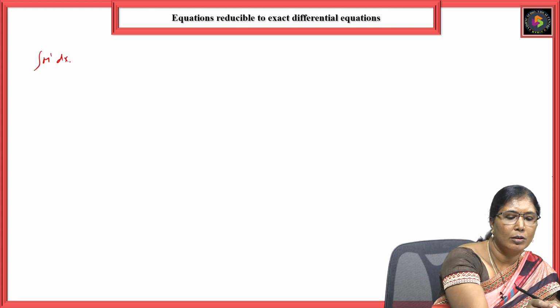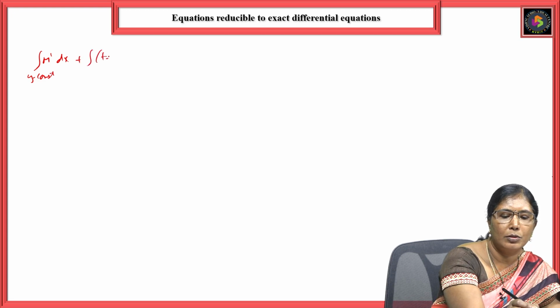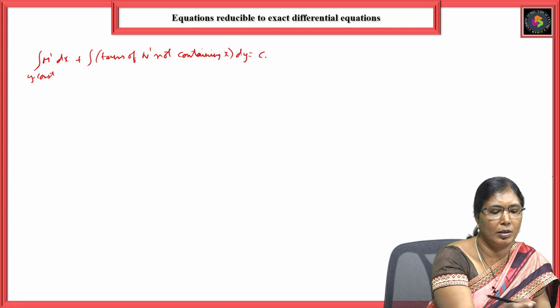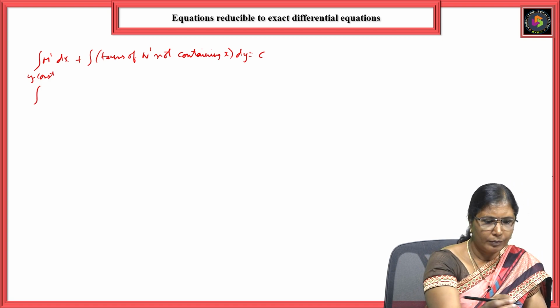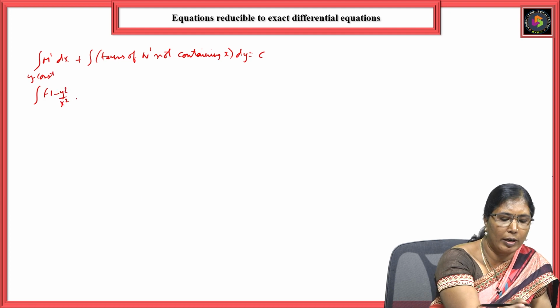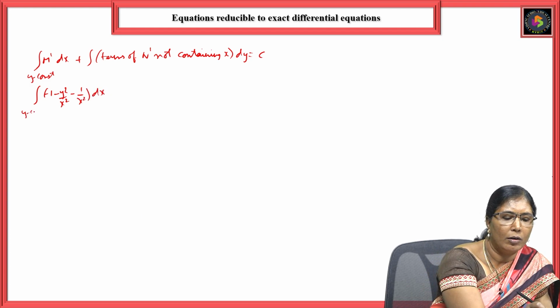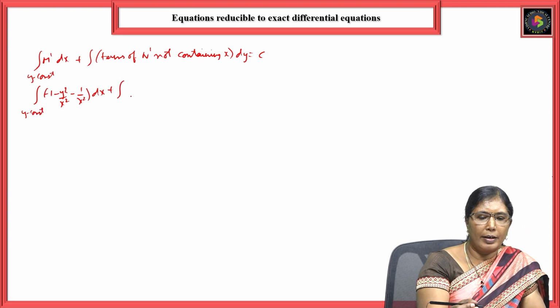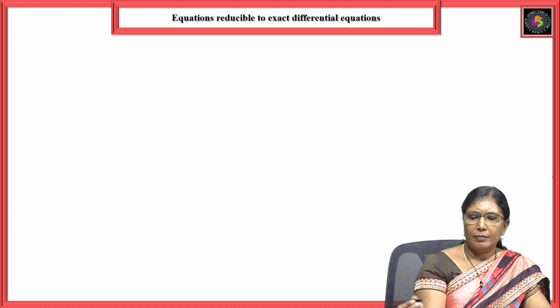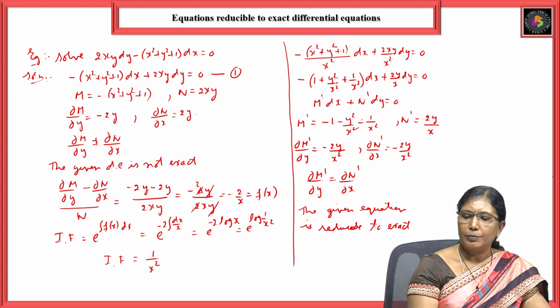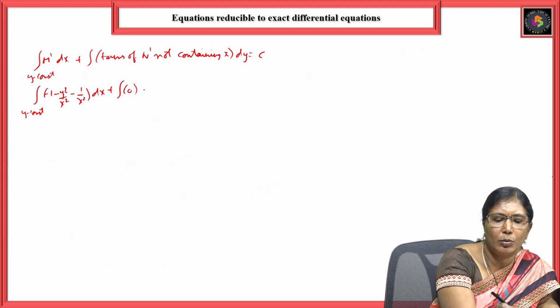So what is the solution? Integrating M' dx, keeping y constant, plus the terms of N' not containing x, dy is equal to c. So what is M'? M' is minus 1 minus y square by x square minus 1 by x square, into dx, keeping y constant, plus what are the terms of N' not containing x? You have seen that N' has no such terms, so you take it as 0 dy is equal to c.